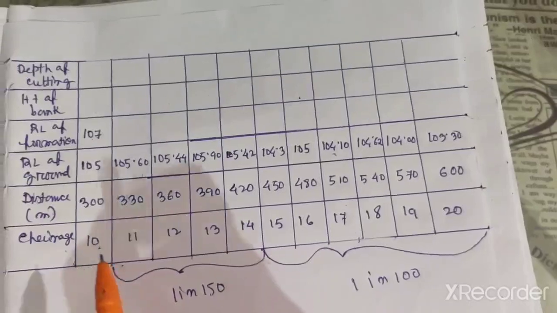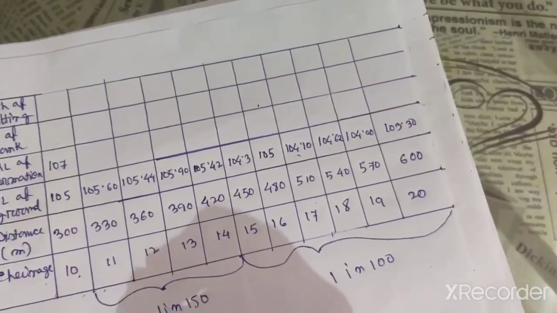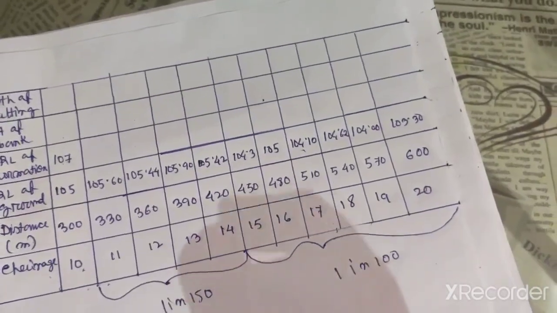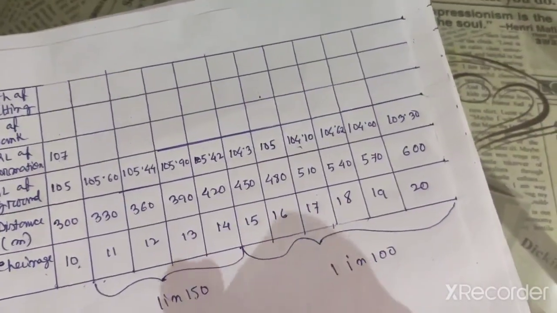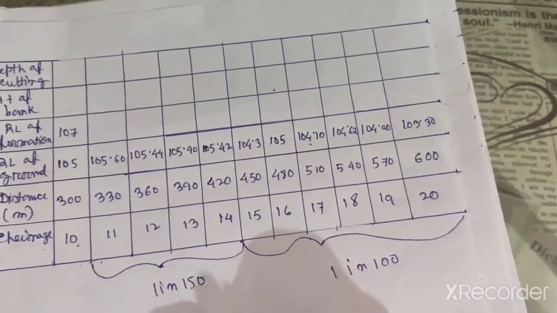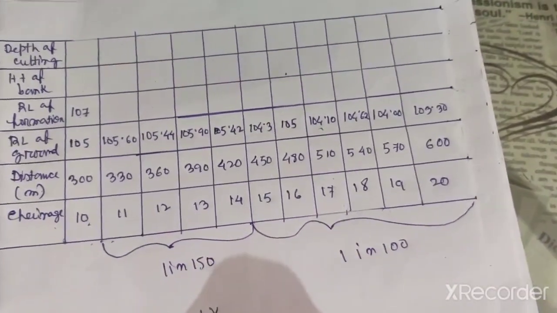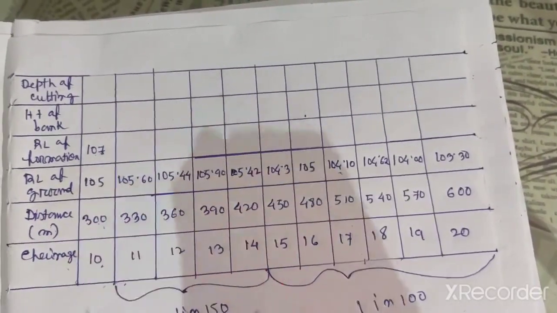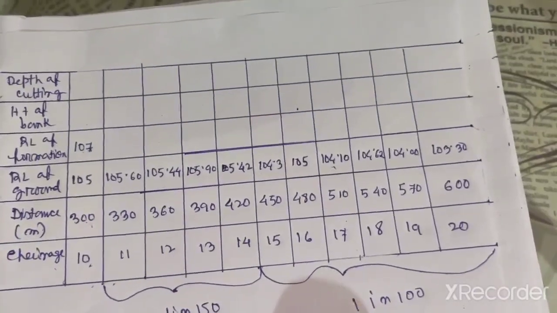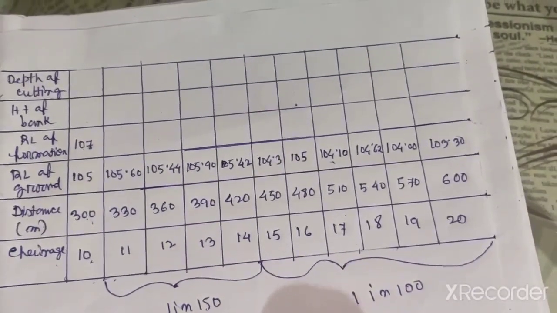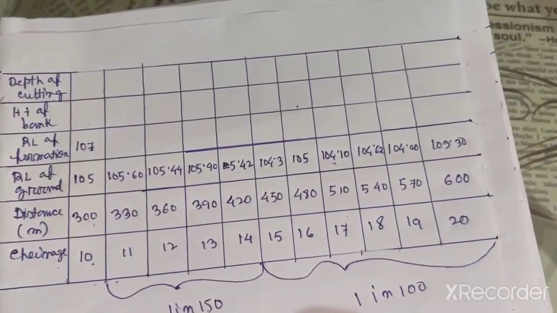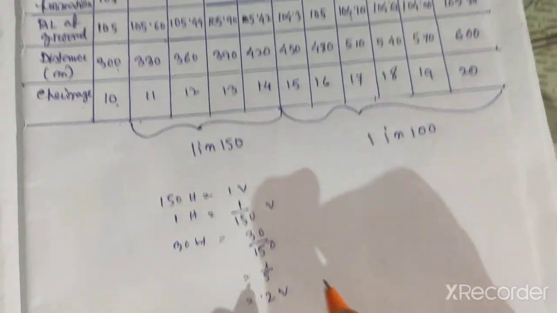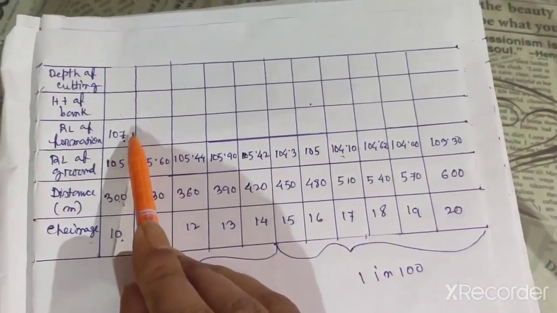So let us start from this point. If we are moving 150 horizontally, we are moving 1 vertically. If we are moving 1 horizontally, we are moving 1 by 150 vertically. From this point to this point, how much are we moving? We are moving 30. So if we are moving 30, then 30 by 150, that is 1 by 5, that is 0.2 vertically. So from this we need to deduct 0.2.